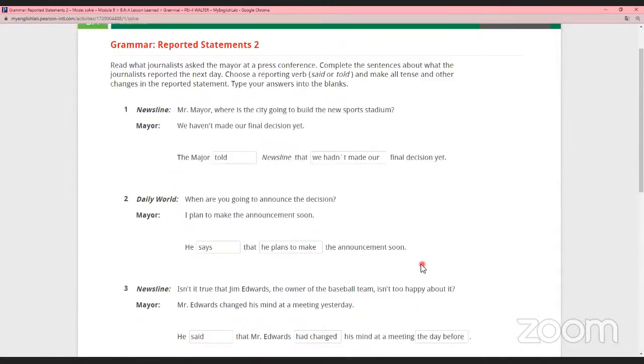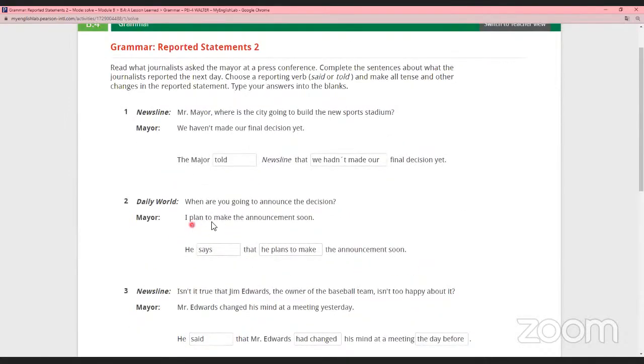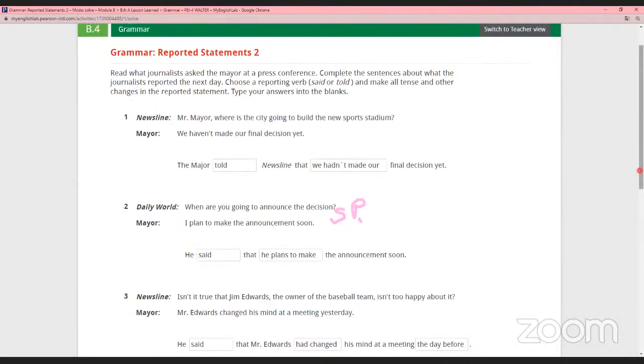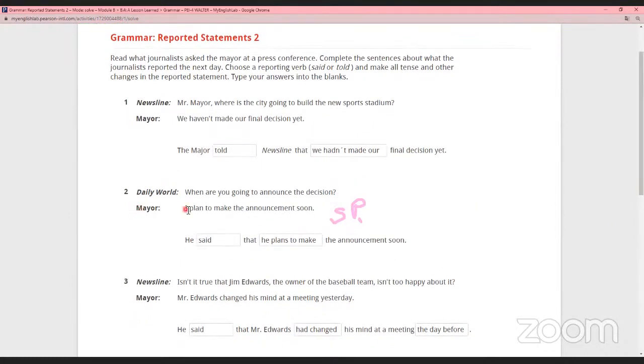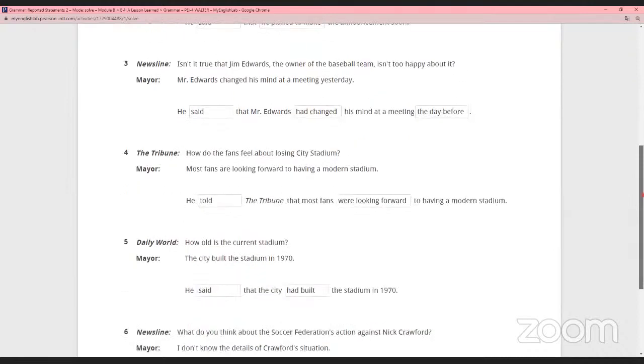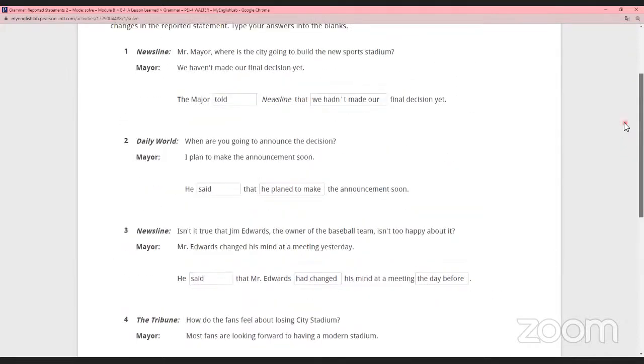Then, okay, how about number 2? When are you going to announce the decision? I plan to make... okay, this is simple present, right? Yes. Okay, so we're gonna change this part, he said, because we don't have the reporting verb in simple present, right? So we're gonna change it. He said that he plans... okay, he planned to make announcements. Is it okay? Yes, it's okay. All right. Do you want to modify maybe another thing? No, I think it's okay.